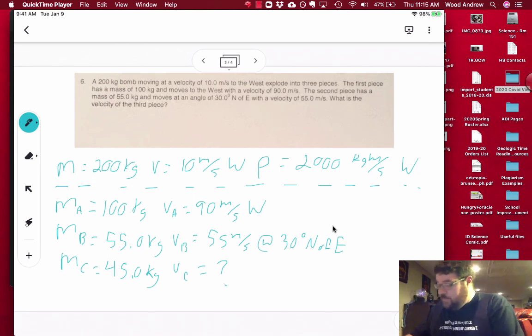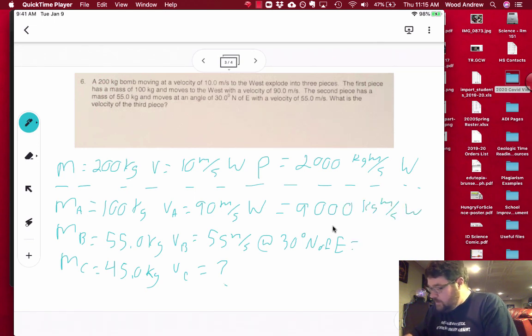All right, so we have a couple of new momentums. The momentum of object A would be a total of 9,000 kilogram meters per second west. B would be 3,025 kilogram meters per second at that angle still. I'm not going to bother to write it down. And then C is still largely unknown.